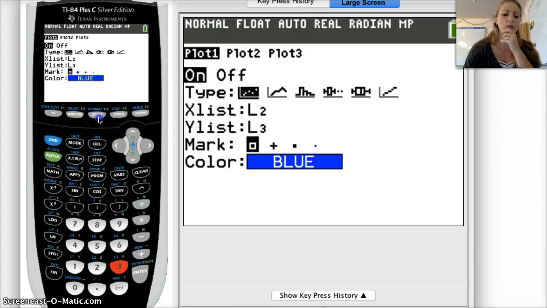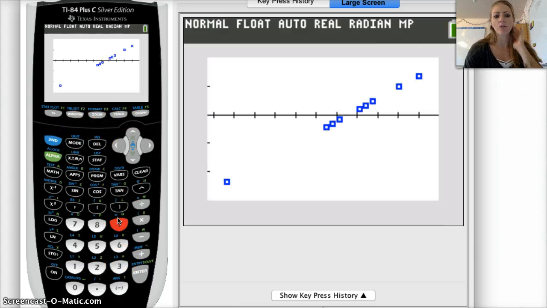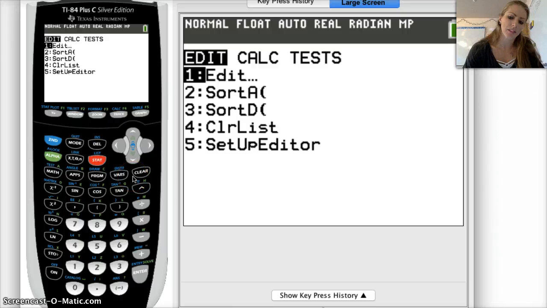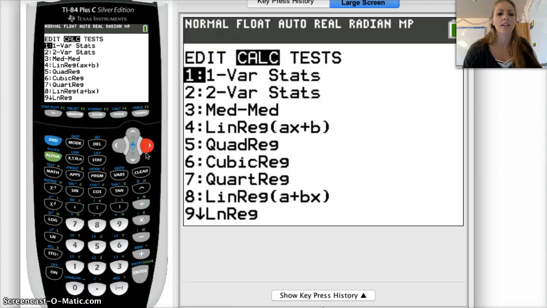But anyways, so zoom stat, zoom 9. So again, your calculator knows that you're comparing those two. It's typically a good thing to do. It's not absolutely necessary in this case, but you need it for other things later, so you might as well do it. Go into stat, calc, and then see this lin reg ax plus b. That is what you want for your regression line.